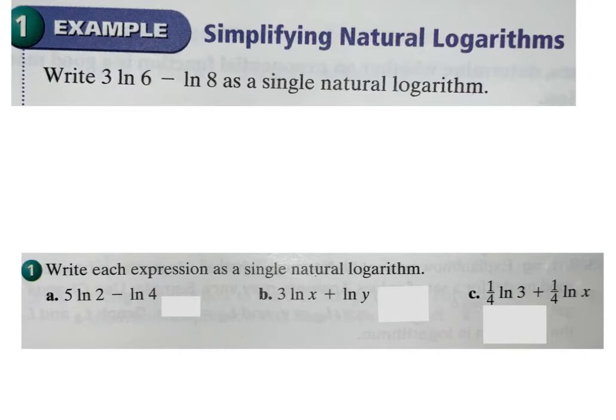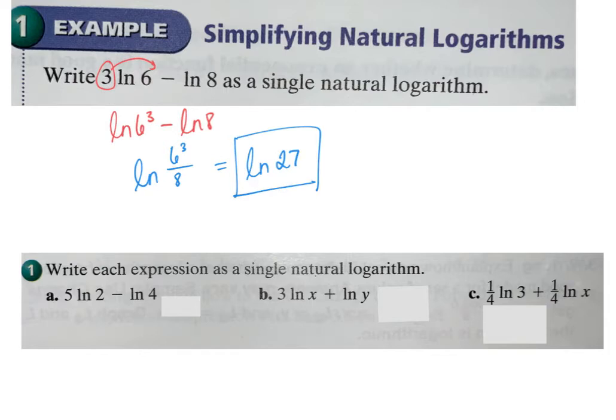First one, it says write 3 ln of 6 minus ln of 8 as a single natural logarithm. And so we are going to use our condensing rules. 3, that's going to go up as an exponent. So I have ln of 6 cubed minus ln of 8. The subtraction, that's going to allow me to do it with division here, right? And then this is evenly divisible. So if I take 6 and I cube it and I divide it by 8, I am going to get 27. So ln of 27, one natural log. And so all of your condensing rules work the same.